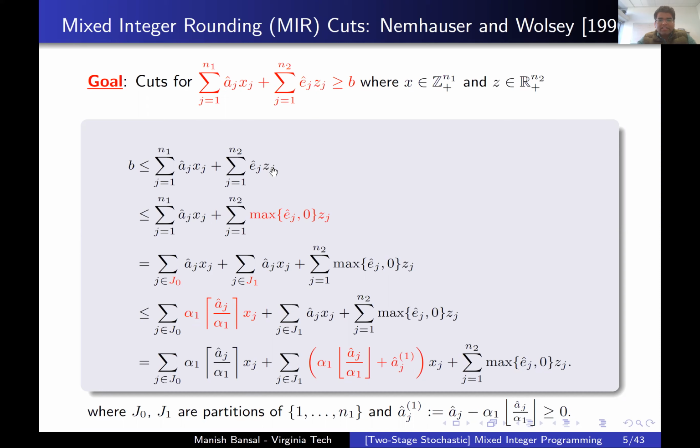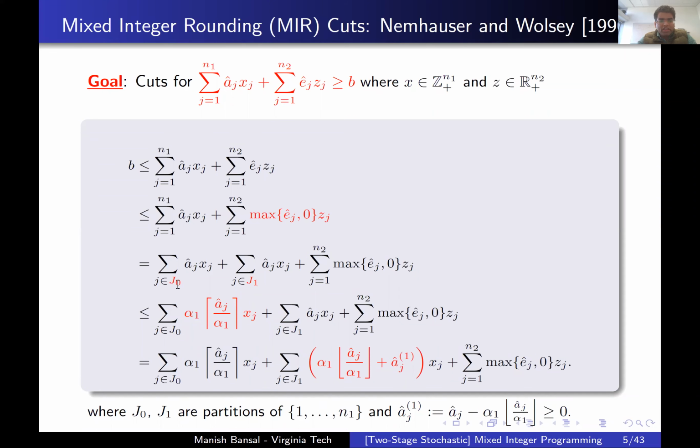Since zj is greater than or equal to 0, I replace the coefficient of zj, e hat j, by the max of e hat j and 0, times zj. So this will always be greater than or equal to e hat j zj, and I can have this inequality. Now I will just partition the set 1 to n1 into j0 and j1, and write the summation of a hat j in this form.